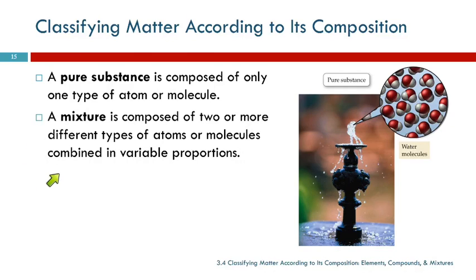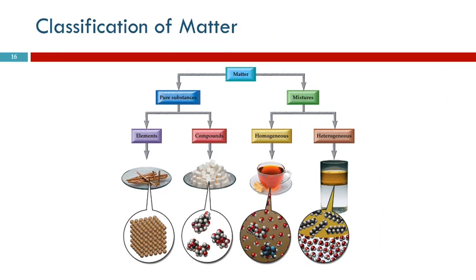In a mixture, you have two or more kinds of atoms or molecules, and those are combined in variable proportions. So if you take a glass of water and you put a little salt into it, now you have the salt particles and the water molecules. You have two different kinds of particles. So that makes it a mixture. And you've got a little salt, or you could put in a bunch more salt. You can change the relative amounts of those types of particles.